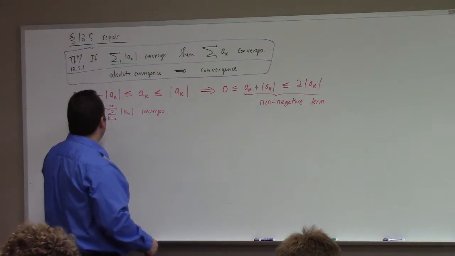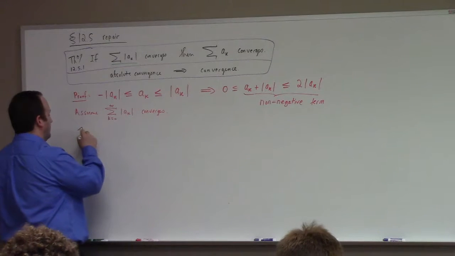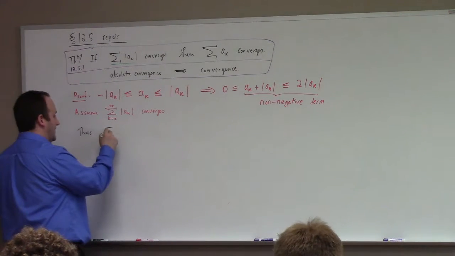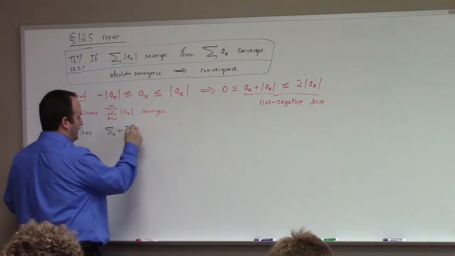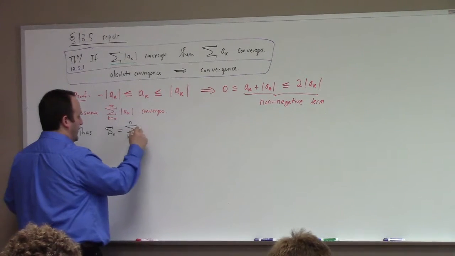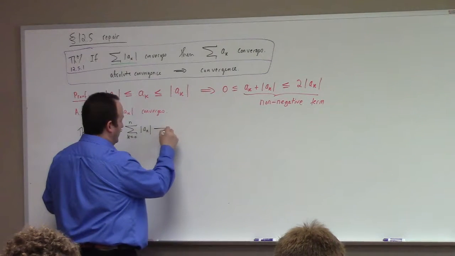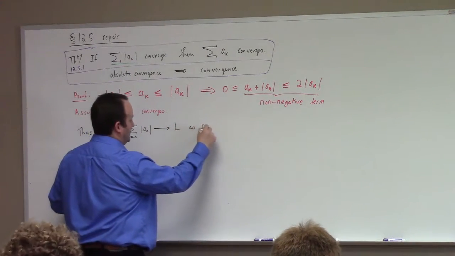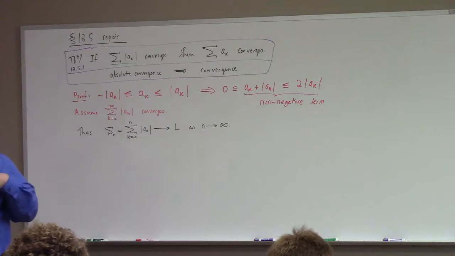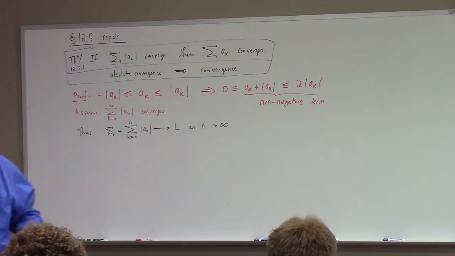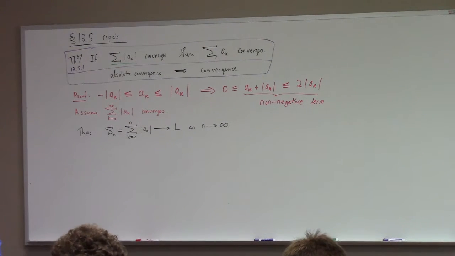All right, so we're going to assume that the series of absolute values converges. What's that tell us? If you look at, let's say, S sub n, which is equal to the sum from k equals 0 to n of the absolute value of a sub k, this goes to L as n goes to infinity, right? That's the definition of the series of absolute values converging, right? You guys with me? But what else do we have?